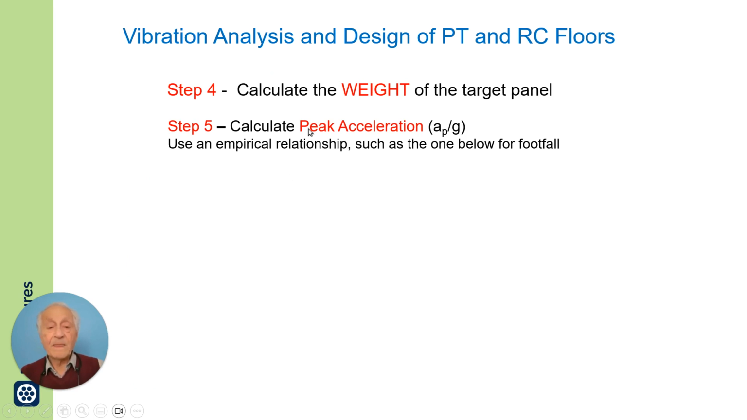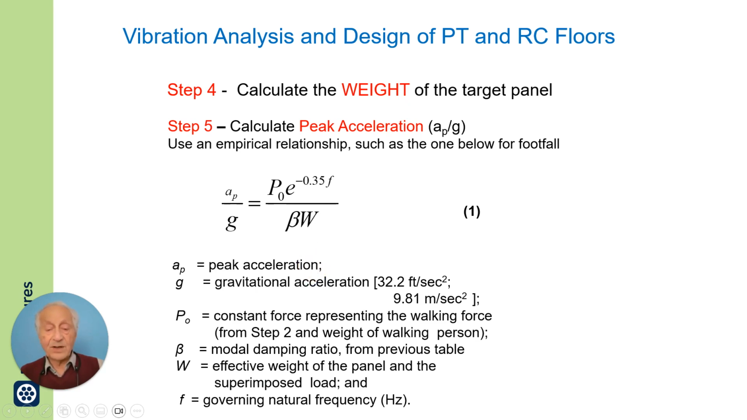Step number 5. What is the peak acceleration resulting from footfall? We use this empirical formula. This is the peak acceleration, in terms of a fraction of gravitational acceleration. This is the force of the individual. This is the frequency. This is the damping factor. And W is the weight of the floor. And these are all explained down in here.